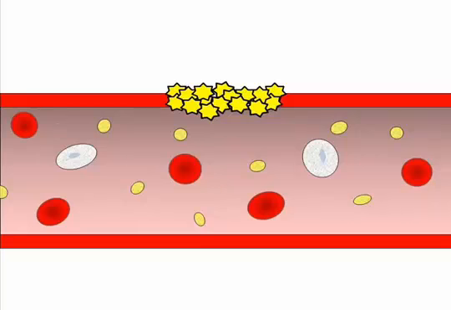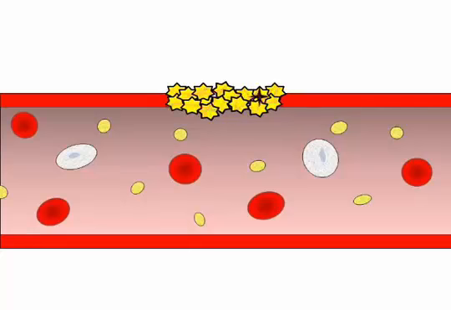Around a dozen different chemicals called clotting factors circulate inactively within the blood. When called upon, these clotting factors participate in a complex sequence of chemical reactions to ultimately produce tiny strands of a strong material called fibrin.